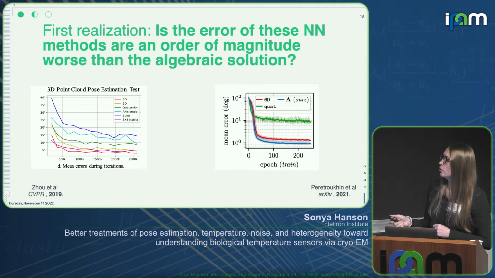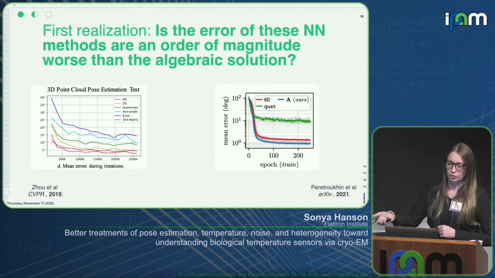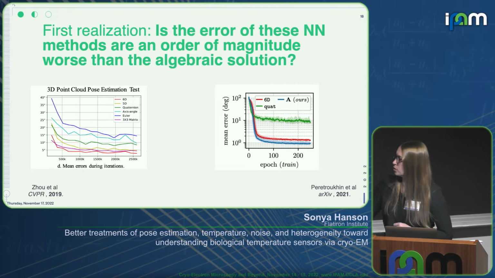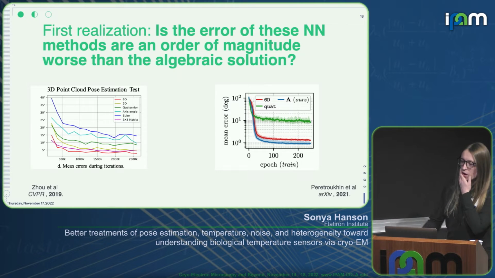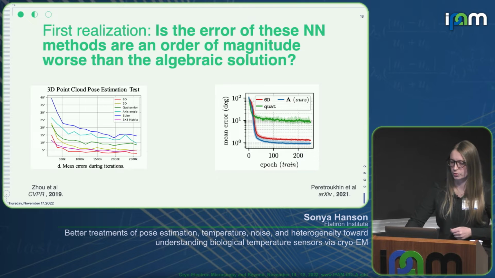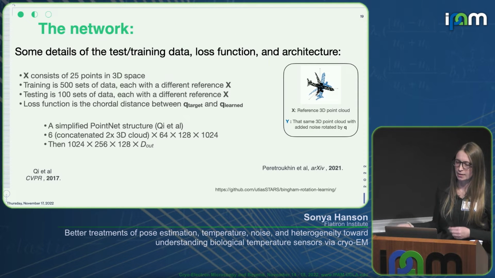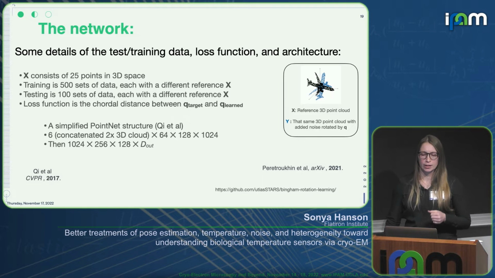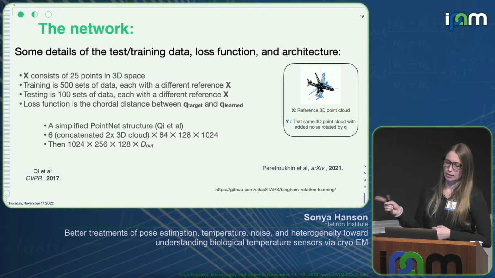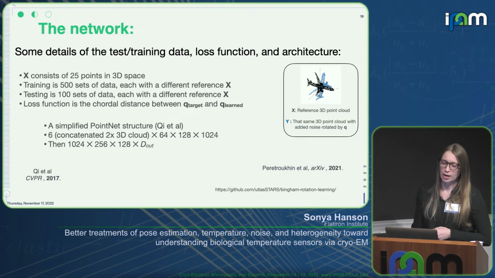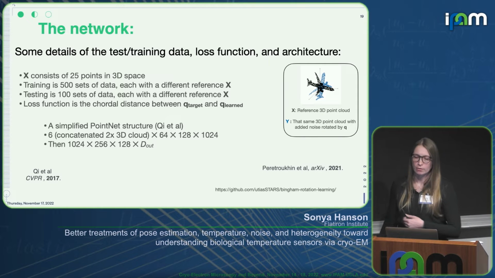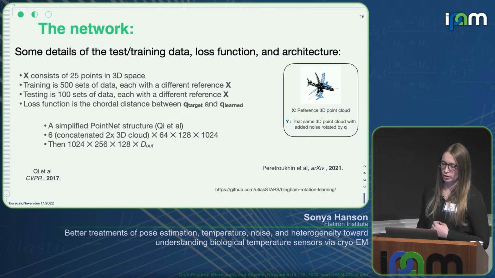In both cases, quaternion is in green. In the Zhou paper, their best result was this 6D in red, and then in Peretrukin they have this A matrix in blue, which seems to improve even further on the CVPR result. In this case, the network is relatively simple. It takes on this PointNet structure from the CVPR 2017 paper, and in this case, X is 25 points in 3D space, and they train on 500 sets of data and test on 100 sets.